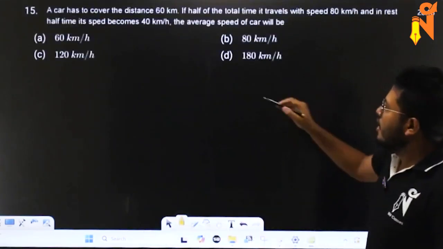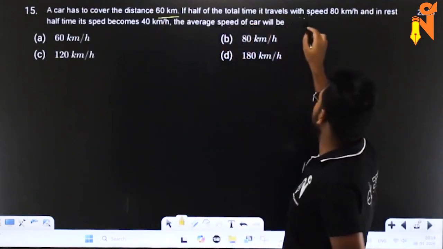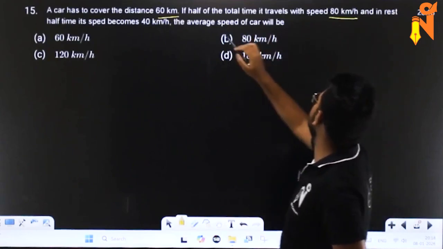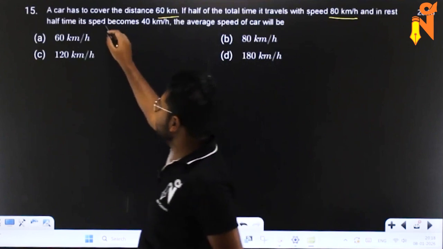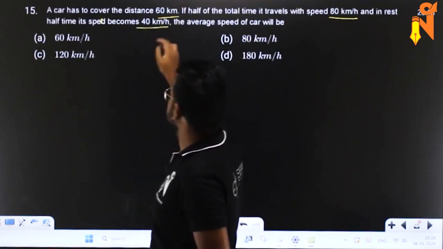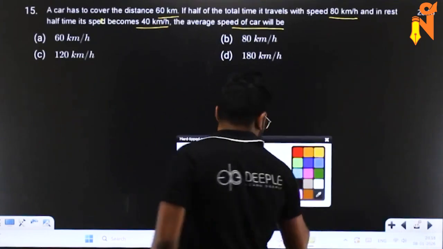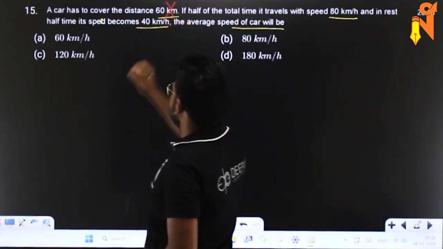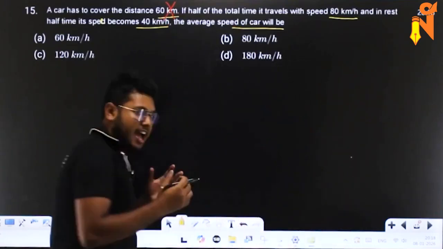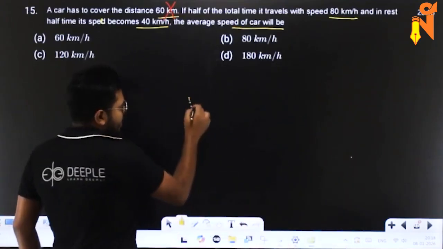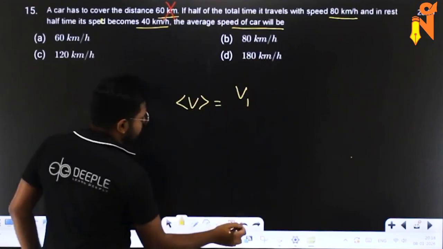A car has to cover a distance of 60 kilometers. If half of the total time it travels with speed 80 kilometer per hour, and for the other half time its speed is 40 kilometer per hour, find the average speed of the car. That's a pretty simple question, and this thing is pure gimmick, just to check whether you get confused or not. You all know, if the time interval is the same, I can write average speed. Okay, total distance, let me draw it.